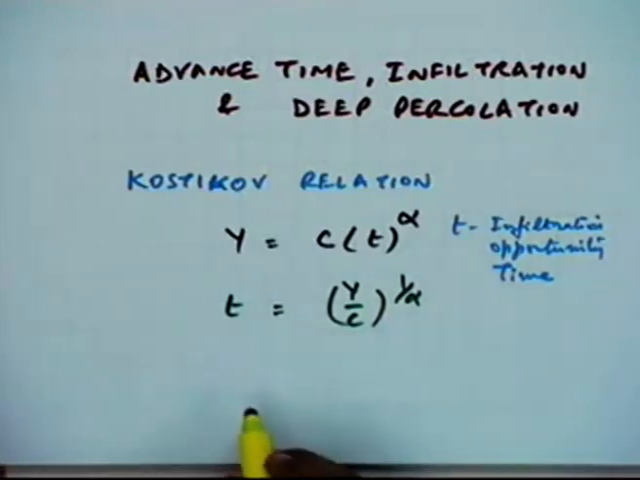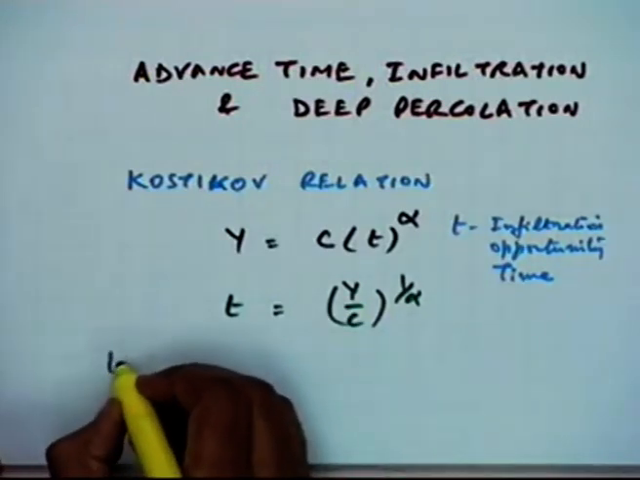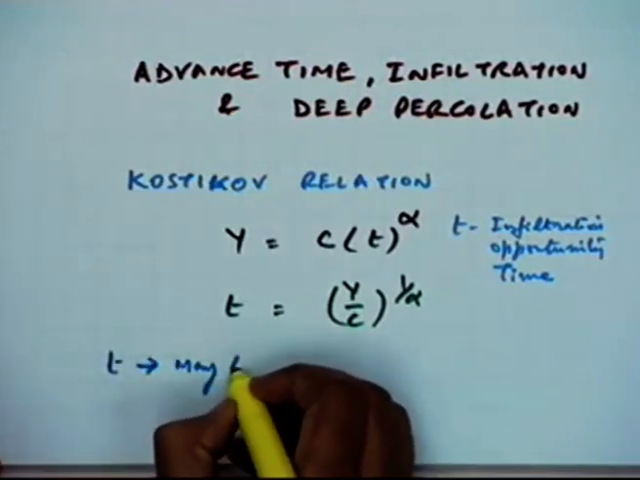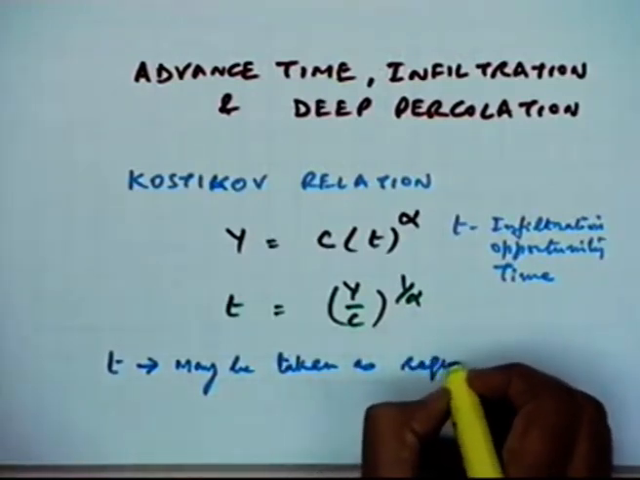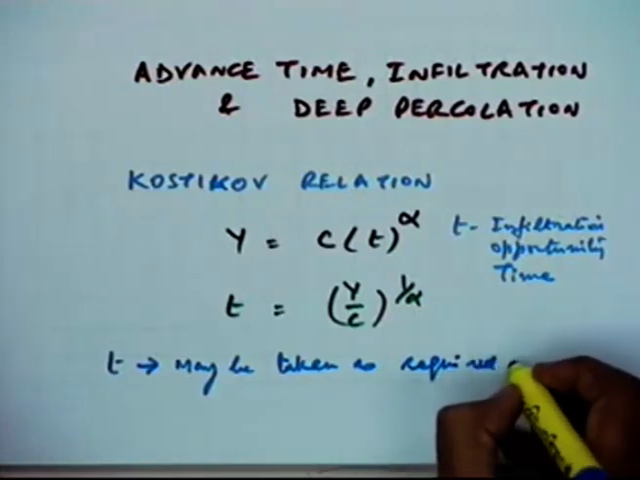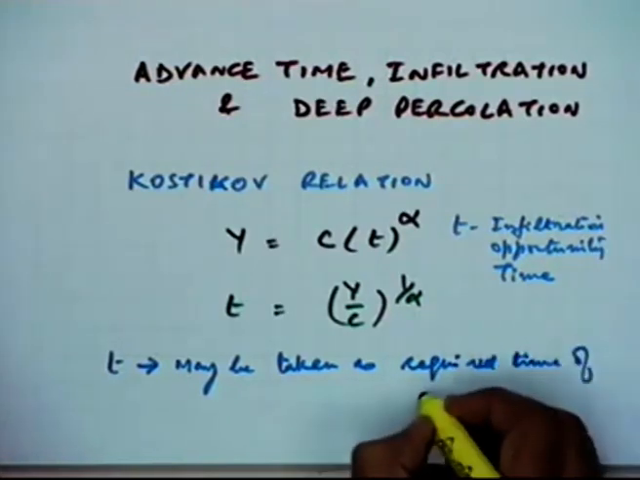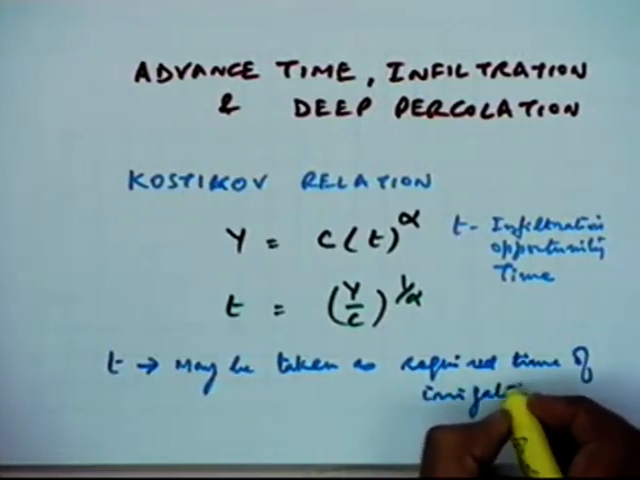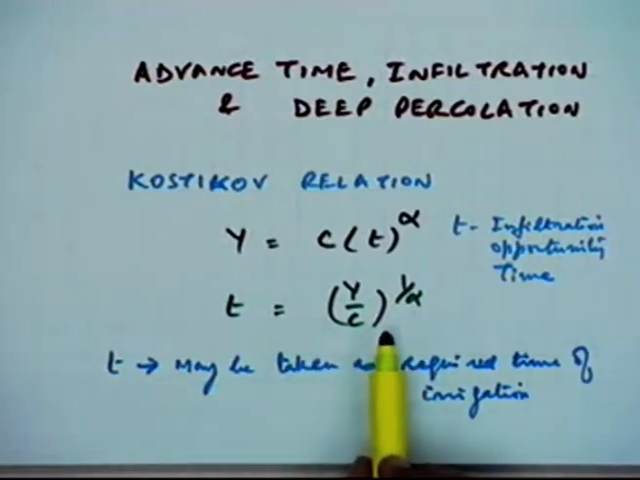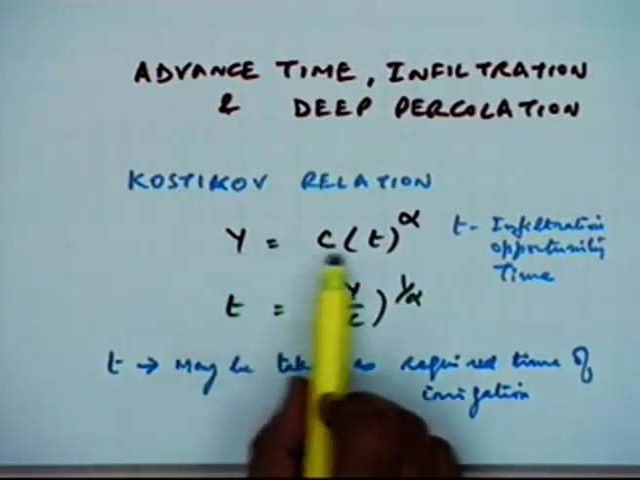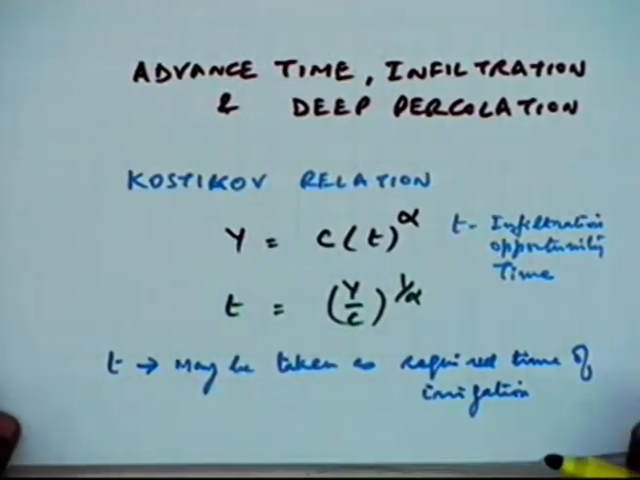So when we find out this time, the t now may be taken as the required time of irrigation. What assumption we are making is that the time of infiltration opportunity is equal to the time of irrigation. So indirectly we can find out that time if we know the characteristics of the soil. This relationship is known, which we have already looked at.